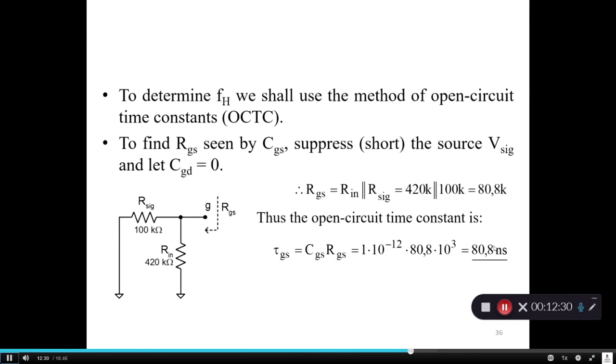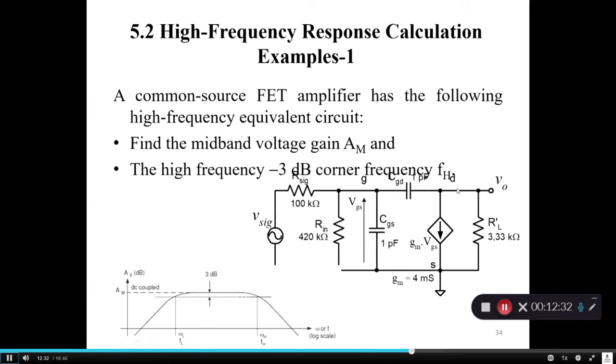Now come to the second capacitor, and calculate the resistance looking from this capacitor. Open the other one. If you look at the circuit, it is a little difficult to calculate the resistance looking from this capacitor. In this type of circuitry, we use Miller's theorem, because it is a little difficult to calculate the resistance looking from here.